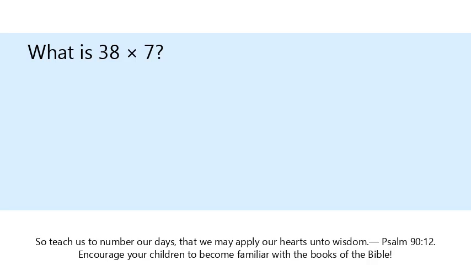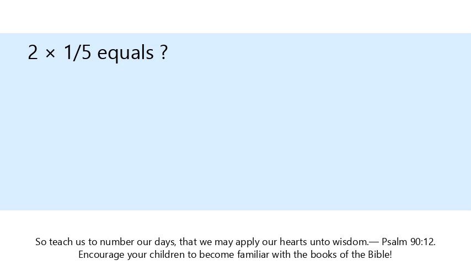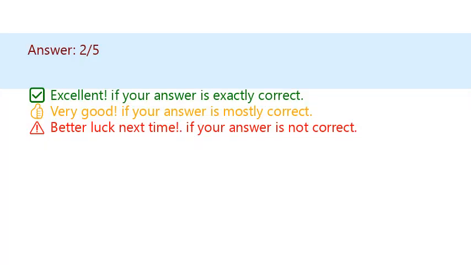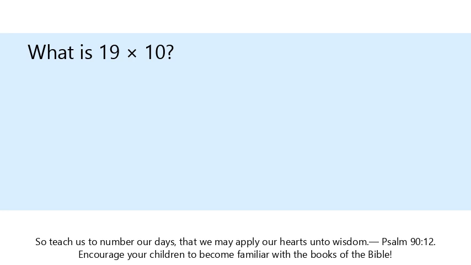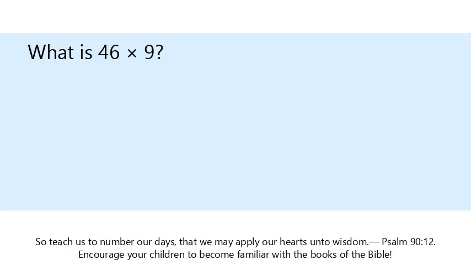What is 38 times 7? Answer, 266. 2 times 1/5 equals? Answer, 2/5. What is 19 times 10? Answer, 190. What is 46 times 9?